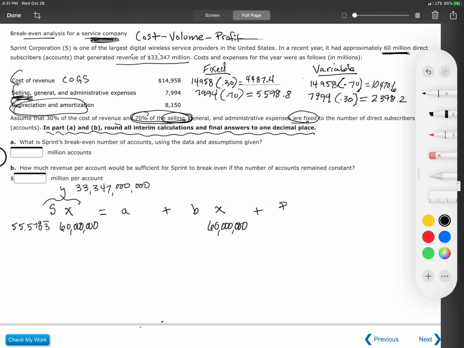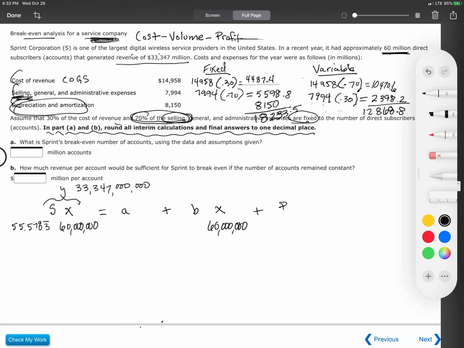Okay, now let's go to this last one here. Depreciation is not a mixed cost. It is just a fixed cost. So add up all these fixed costs. You get 1,823.5. Add up the variable. 12868.8.